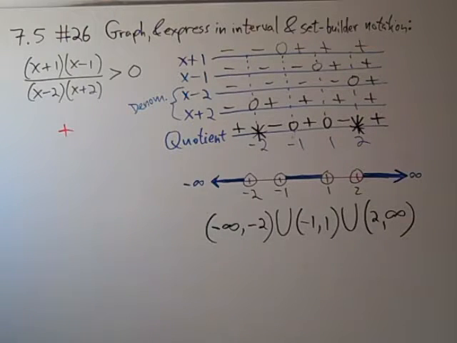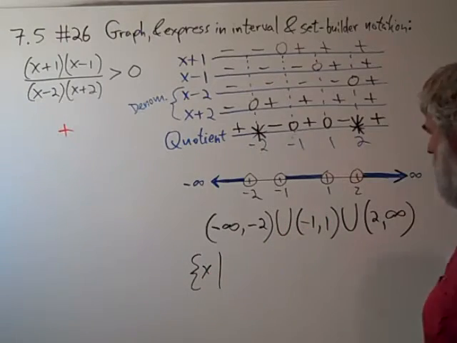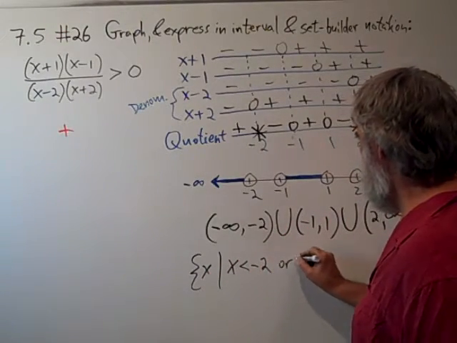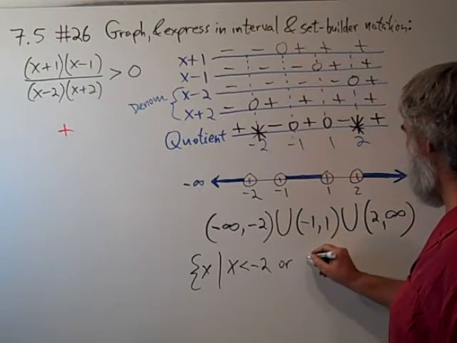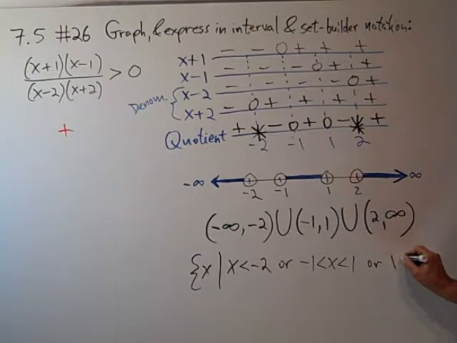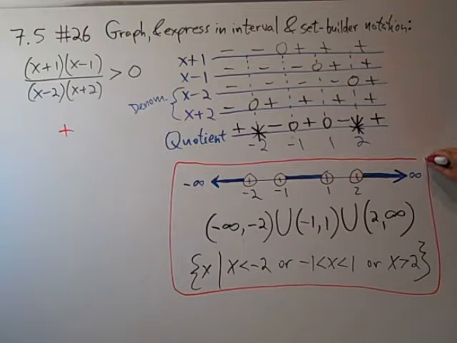In set builder notation, we can write this as the set of all x such that x is less than negative 2, or x is in between negative 1 and 1, or x is bigger than 2. So here we have three ways of expressing the solution set to this rational inequality.